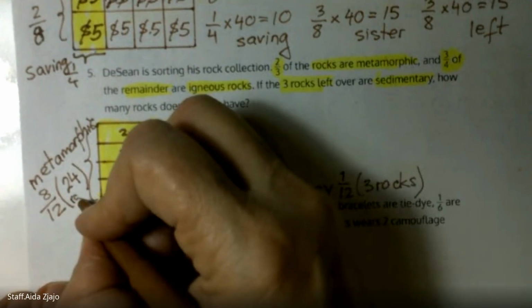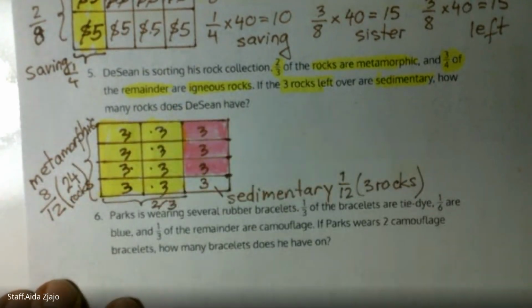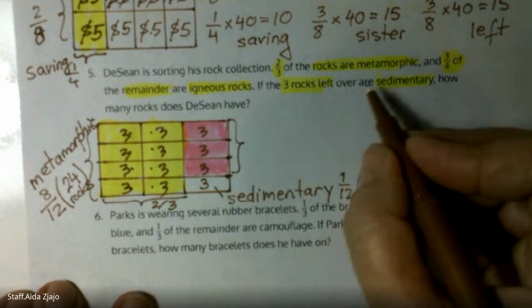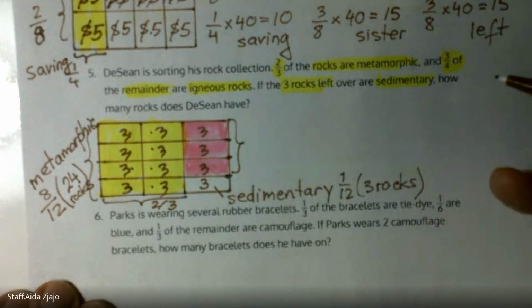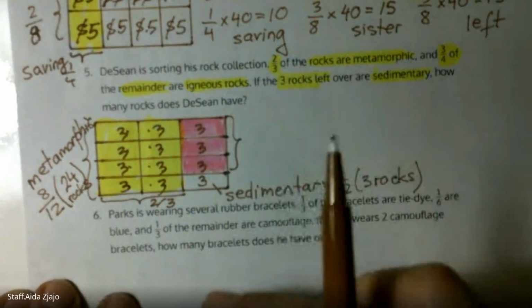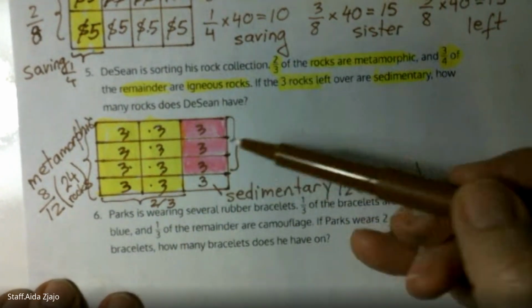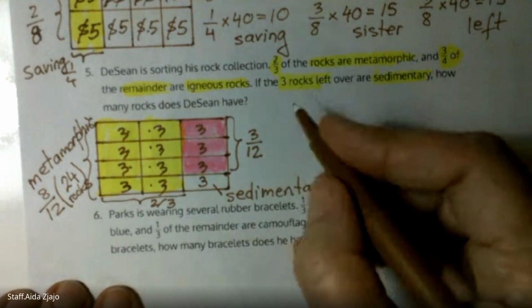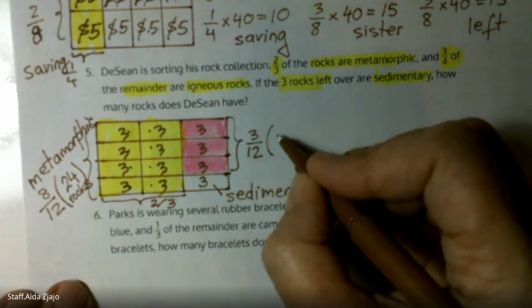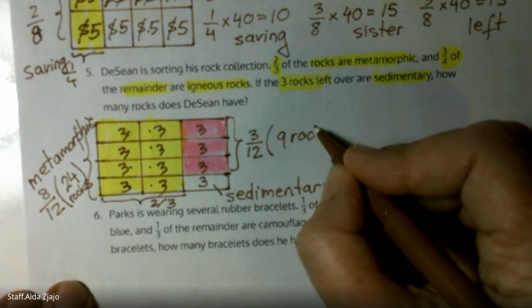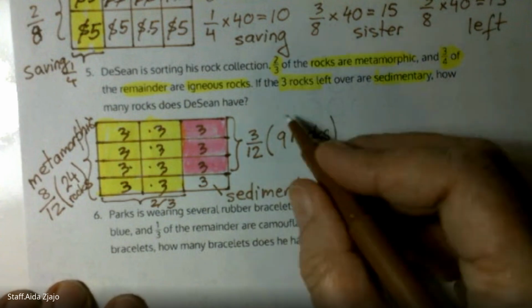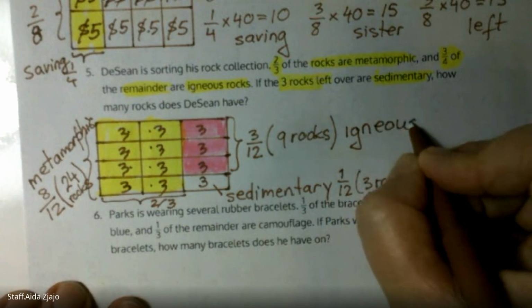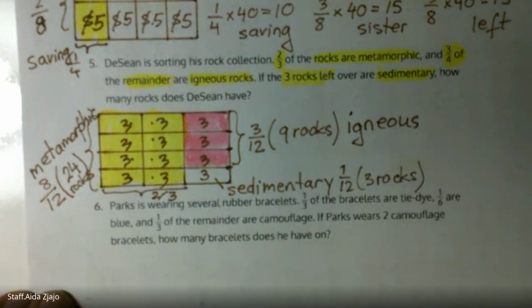Okay, 24 rocks are metamorphic. And then we know now this orange part is 3/4 of the remaining, but also it is actually 3/12 of the rocks, and 3/12 is 9 rocks. 9 rocks are igneous rocks.